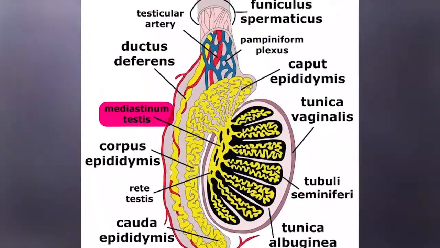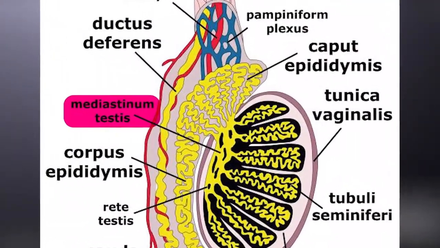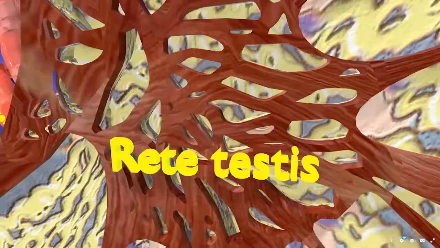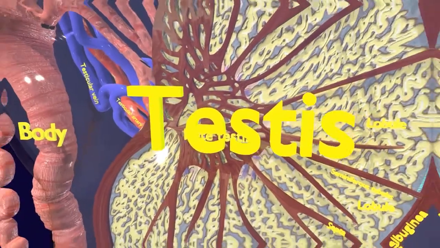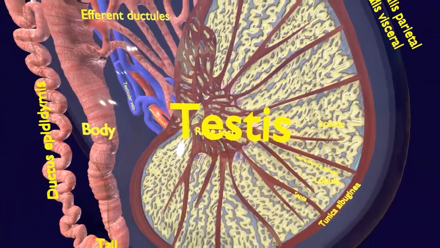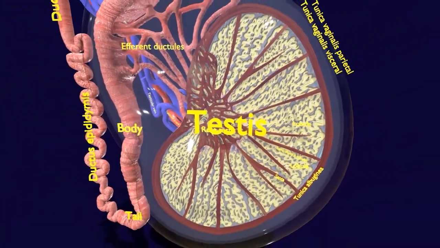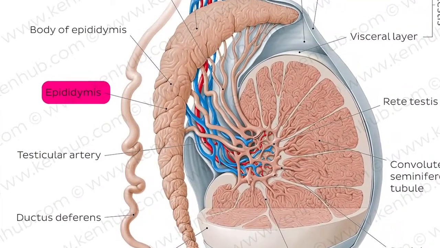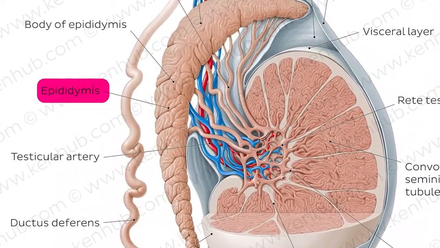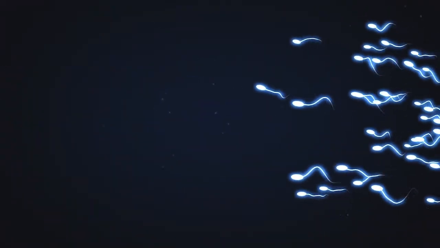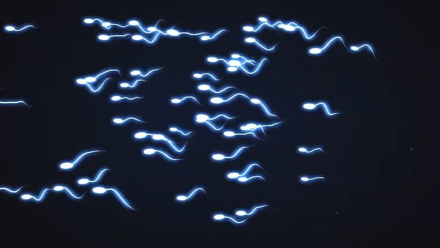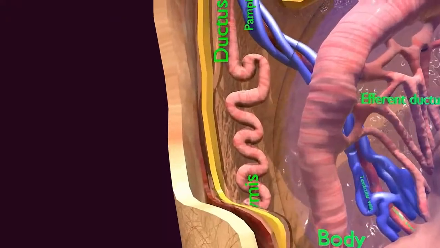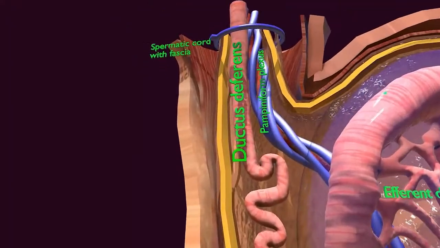Mediastinum of the testis. This is a connective tissue structure located in the posterior part of the testis. It contains the rete testis, a network of tubules that help transport sperm from the seminiferous tubules to the epididymis. Epididymis. The epididymis is a tightly coiled tube that sits on the back of the testes. It stores and allows the sperm to mature over time. Once matured, sperm is transported to the ductus deferens for ejaculation.